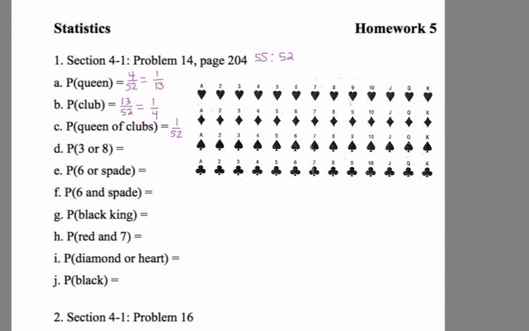Probability of a 3 or an 8. Getting a 3 and getting an 8 are mutually exclusive events. They cannot happen at the same time. So, for or, we can just add these together. The probability of getting a 3 is 4 out of 52, plus the probability of getting an 8 is 4 out of 52. So we can add those together to get a probability of 8 out of 52. And reduce that and you get 2/13.